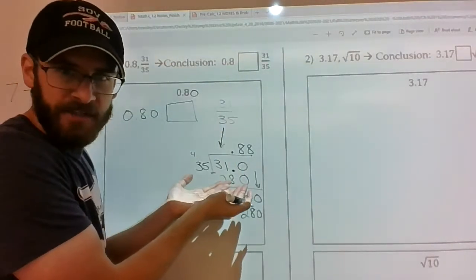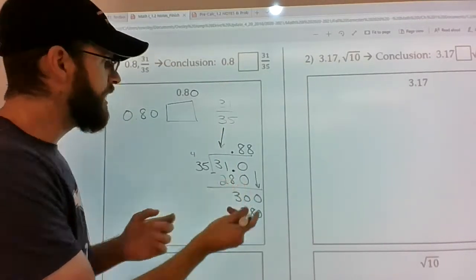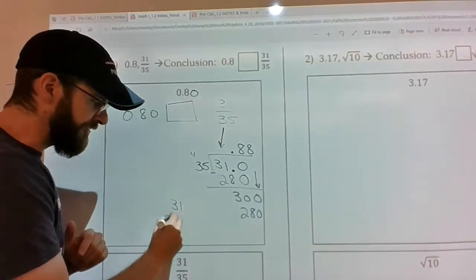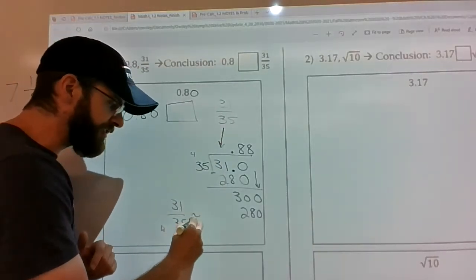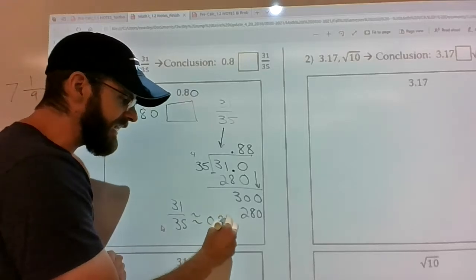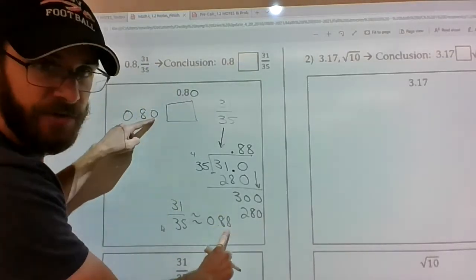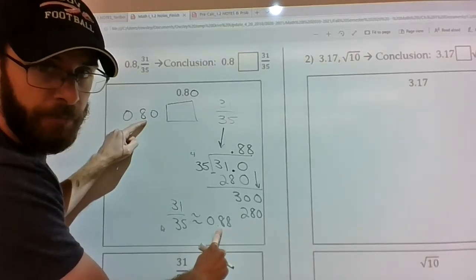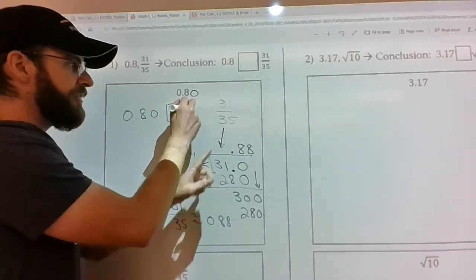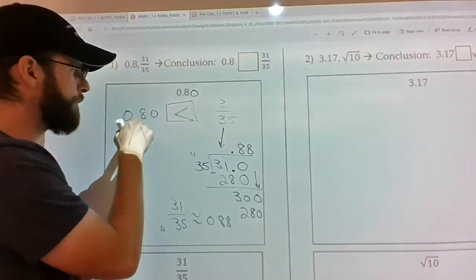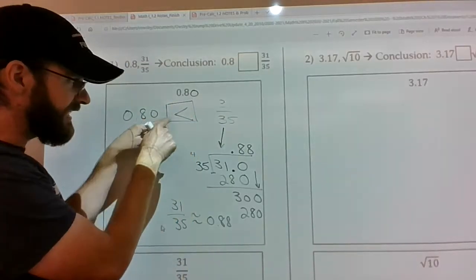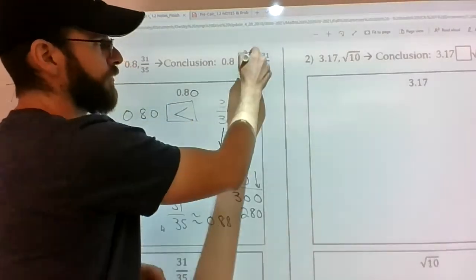I think this speaks volumes about what's happening. 31 over 35 is approximately 0.88. There's more decimal stuff happening outside of that, but I've got a digit of accuracy that can actually compare these properly. So this one is bigger than 0.80, or 0.8 is less than 31 over 35.